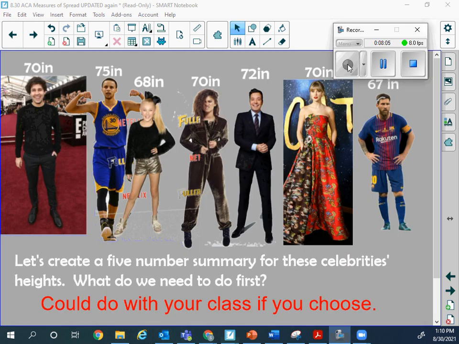I've got some people, and what we want to do is create a 5-number summary about these people's height. What would we need to do first? Well, I already have them. They're listed right there. Put them in order, right? Who is our shortest person up here? Messi. And then who? Jojo. And then who?